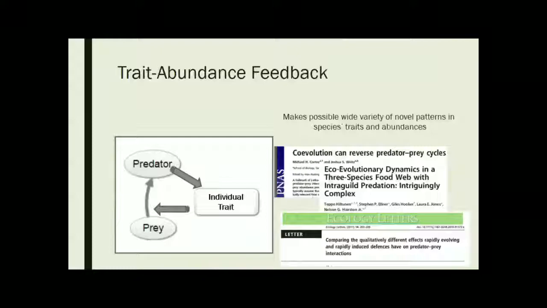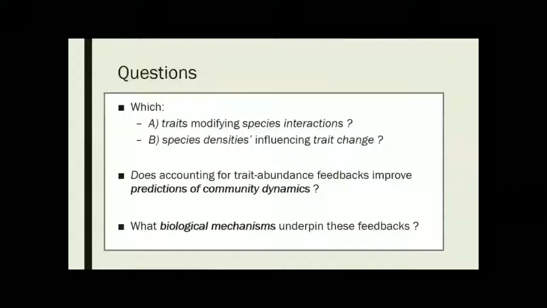And this trait abundance feedback makes possible a wide range of theoretical patterns in communities and in the traits that they have, which has been explored theoretically, but a lot of work is needed to show how this actually plays out in real ecological systems. And so what we want to do in this work is to assess whether we can actually measure some of these things. And we start off with an empirical system in the lab, and we want to know if we can detect traits which modify species interactions. Also, if we can detect which species densities are affecting trait change. So that's the reverse arrow. And then we also want to know if including these trait abundance feedbacks can help us improve our prediction of community dynamics, so be actually useful, and if we can get new biological insight by doing this.